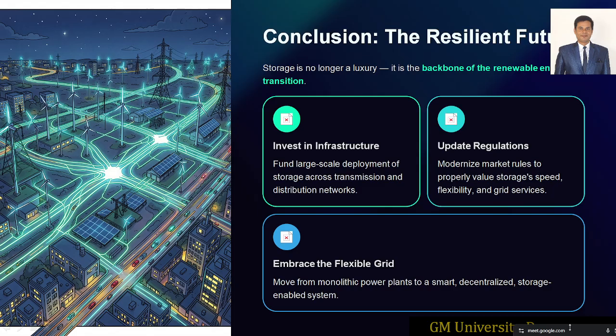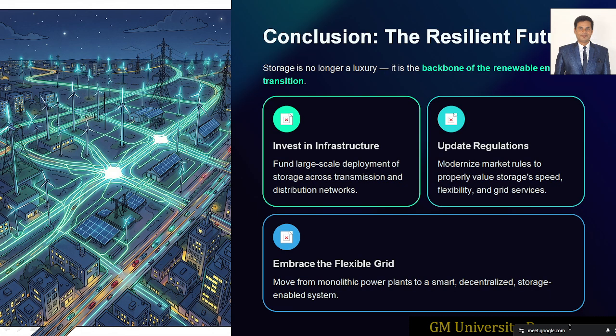That leads to degradation also, right? We have to think about the storage also. So you cannot fully depend upon the storage only, right? It is just the backbone of your renewable energy transition. So that is why we have to have the storage and also go for the integration of renewable energy for the power generation, right?